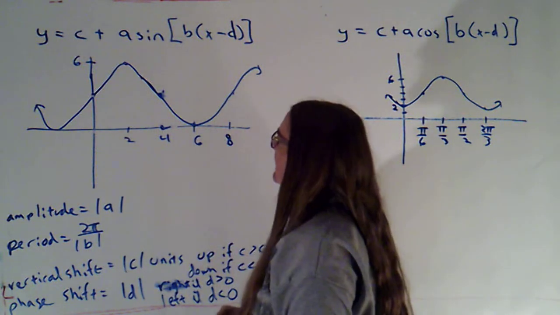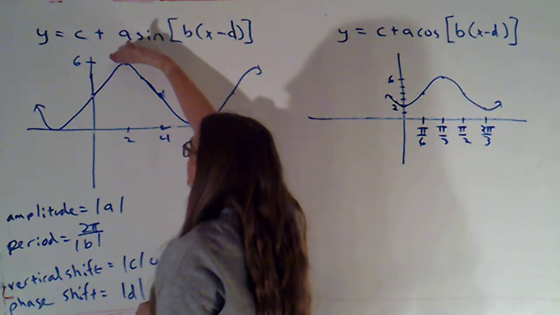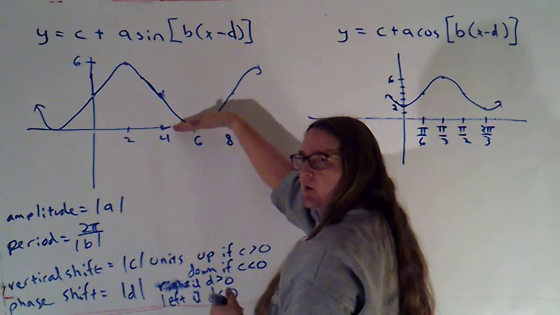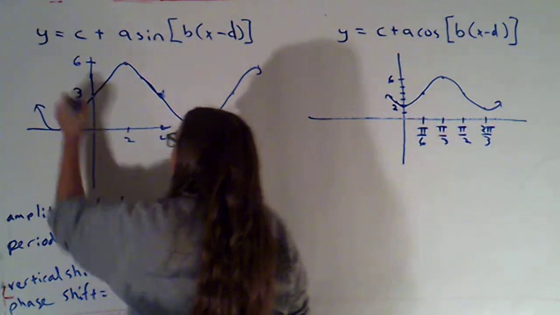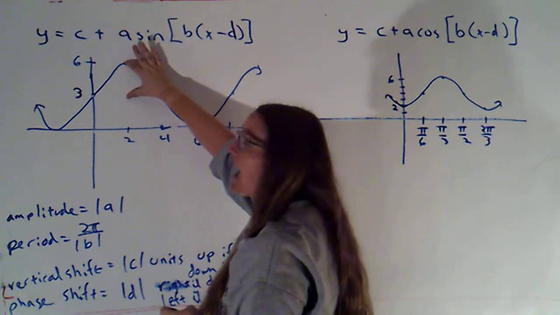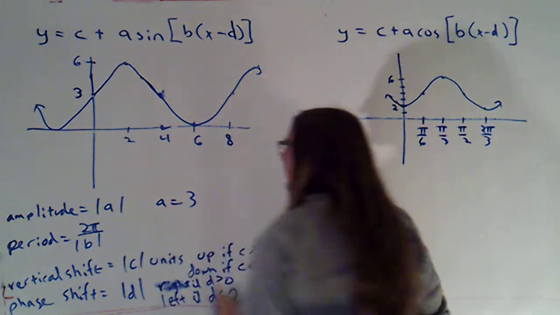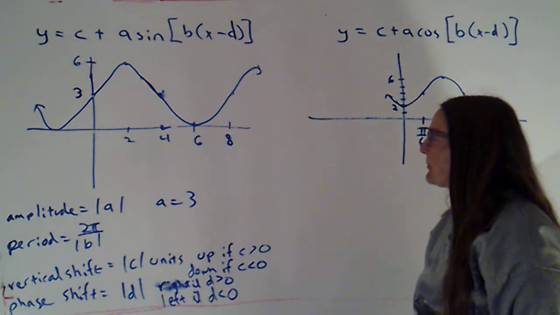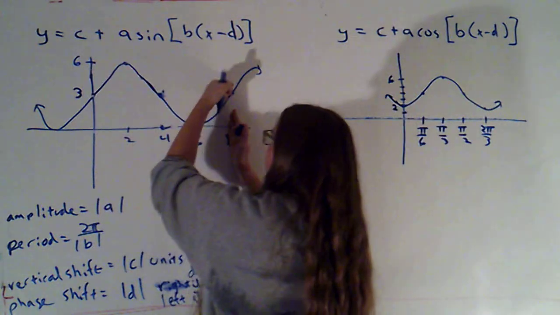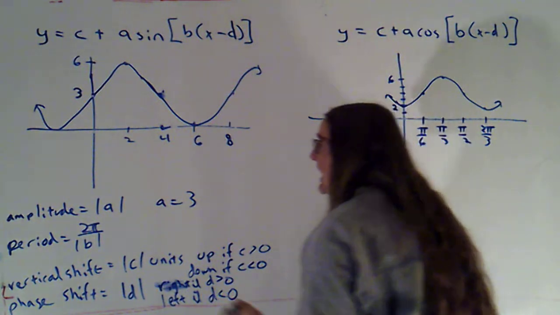And if the amplitude is the absolute value of A, well, I noticed that the high value is 6. The middle value wasn't explicitly marked, but the low value is 0. So the middle value has to be halfway in between, so that's 3. So the amplitude is this vertical distance between high and middle. 6 minus 3 is going to be 3. So A is going to be 3. Okay. Now, we said the period, it looks like we start here, we go through one cycle over the interval from 0 to 8. So that makes the period 8.